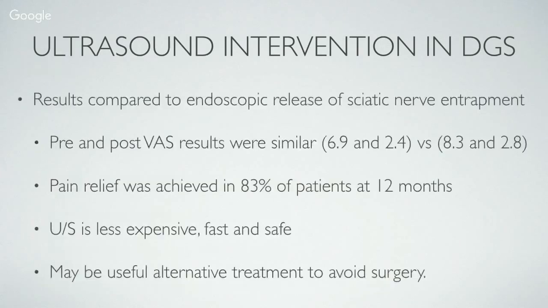But you've got to remember, these patients were otherwise refractory to most treatments. So providing them pain relief for even 5 weeks, and for half of them up to 2 years, is pretty remarkable. Then they compared the results to the endoscopic outcomes in sciatic nerve entrapment. In endoscopy, pre and post VAS scores were actually pretty similar. Pre-procedure for endoscopic release of the sciatic nerve was usually 6.9, and then post-procedure improved to 2.4, versus 8.3 and 2.8. The big difference, though, is that pain relief was achieved in 83% of patients that underwent an endoscopic sciatic nerve release at 12 months, versus our 5.3 weeks.